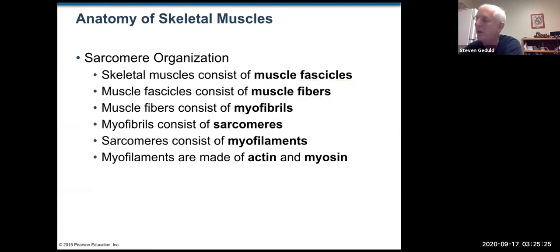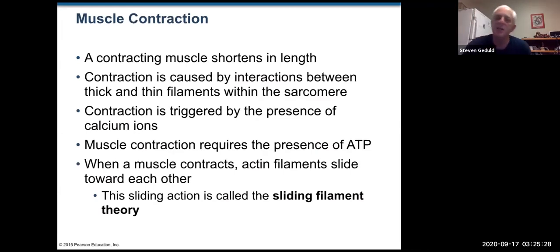Cool. All right. So a contracting muscle, remember when a muscle contracts, every single cell, every fiber is lined up in the same parallel direction. They have to shorten the muscle when they contract. That's all it can do. So a contracting muscle shortens in length. No exceptions. Contraction is caused by interactions between thick and thin filaments, the actin and the myosin. We'll show a video in just a second on how the contraction works, which is actually really well done. Contraction is triggered by the presence of calcium ions. Remember that you have to have calcium ions released by your sarcoplasmic reticulum and ATP for muscle to contract.